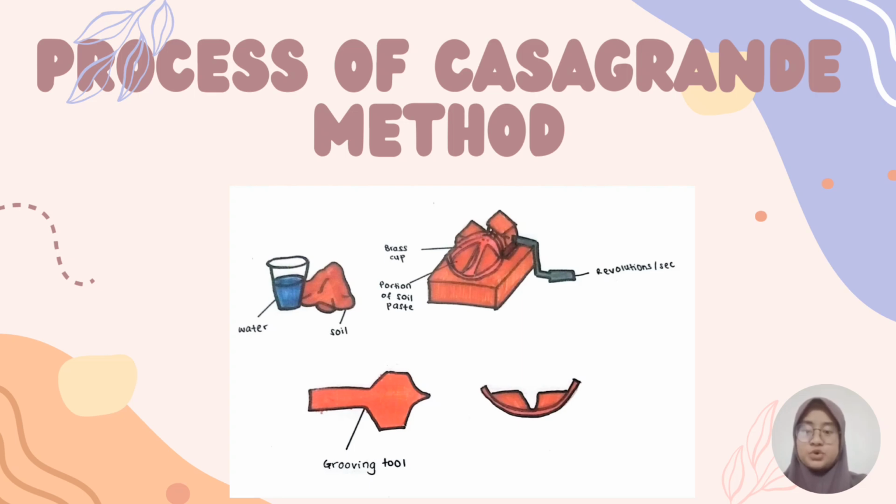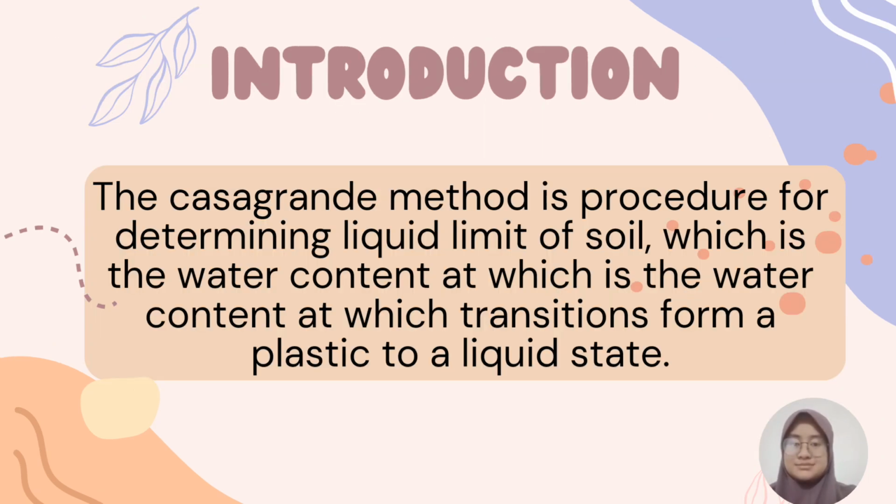Next, we move to process of Casagrande method. In Casagrande method, we need water, soil, brass cup, portion of soil paste, revolution per second, and grooving tools. For introduction, the Casagrande method is a procedure for determining liquid limit of soil, which is the water content at which soil transitions from a plastic to a liquid state.